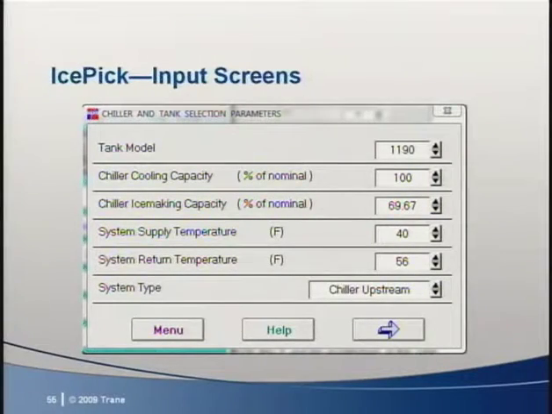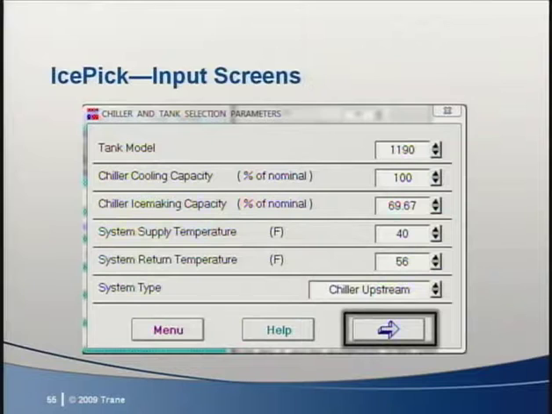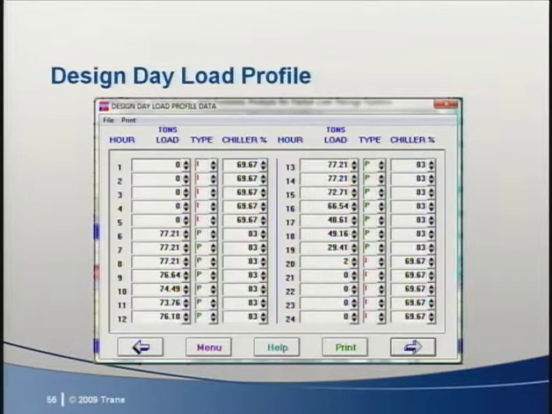For this discussion, we will use 25% EG for our heat transfer fluid. The selection will be based upon the ice tank model 1190. Next, input the chiller's daytime cooling contribution as a percentage of nominal. Let's use 100%. Then input the chiller ice-making capacity as a percent of nominal, about 70% in this case. Then input the system supply and return temperatures of 40 and 56, and in this case, the chiller is upstream of the ice. Next, input the load profile in tons, along with the ton hours of ice-making and discharging.